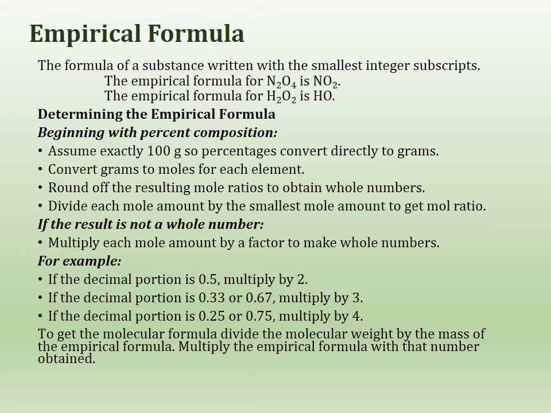Empirical formula is, if you remember, the smallest ratio of anything. Molecular formula is the actual formula. So the empirical formula for N2O4, dinitrogen tetraoxide, is NO2. This is the simplest formula. The empirical formula for hydrogen peroxide, H2O2, is HO. So what we use combustion analysis for is to figure out the empirical formula, and then you have to do one more analysis to figure out the actual formula, which is the actual molecular formula of the compound.